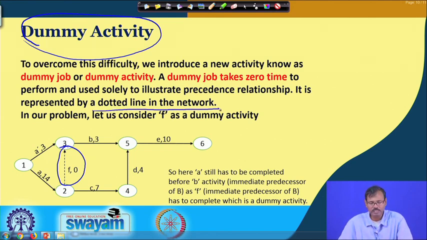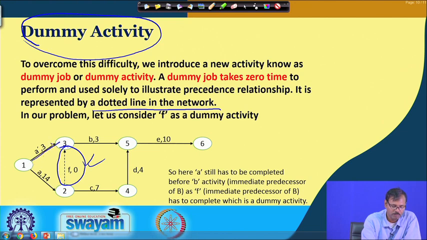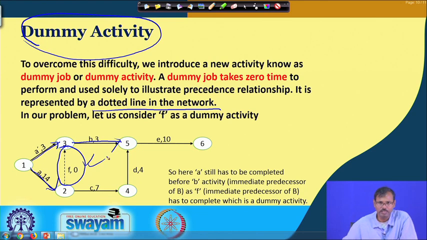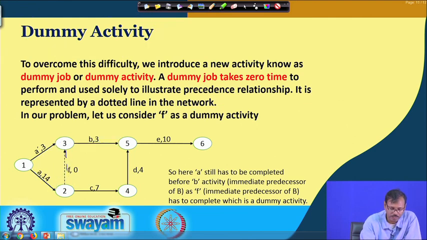So, now in this case let us consider that F is a dummy job, and now we can see we are having the market survey and the forecasting of sales, both are required for the job B, that is for pricing, and this precedence is provided by this dotted line, which is basically showing a dummy activity F. So, F is a dummy activity.